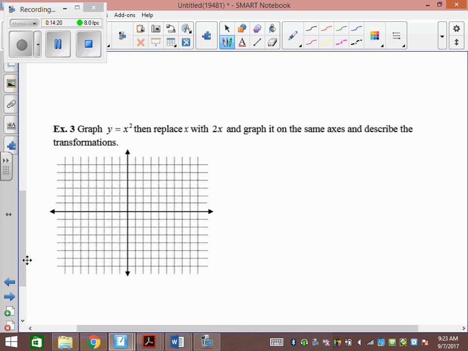Okay. So this is that one that I told you to star on the previous one. It's going to be this kind, I'll show you why. So graph y equals x squared, then replace x with 2x. So we're going to take that x, we're going to huck it behind, and we're going to replace it with 2x. So we're going to get y equals 2x squared. Am I right? No, what do I need to do? Bracket it, because I'm replacing this x.